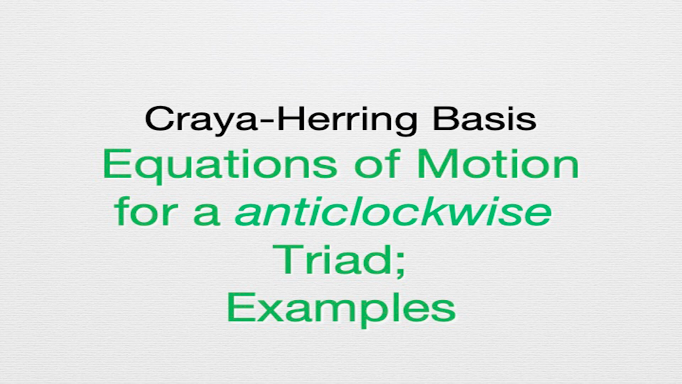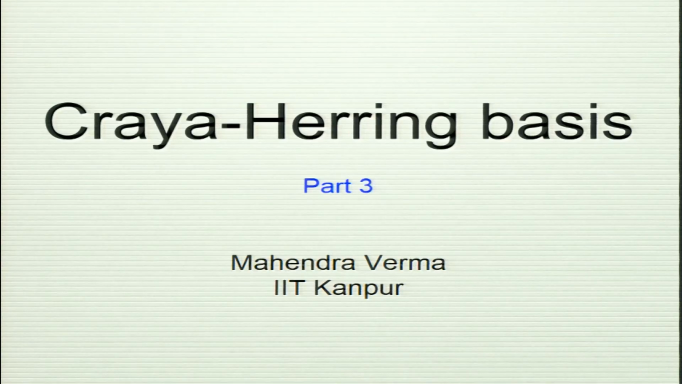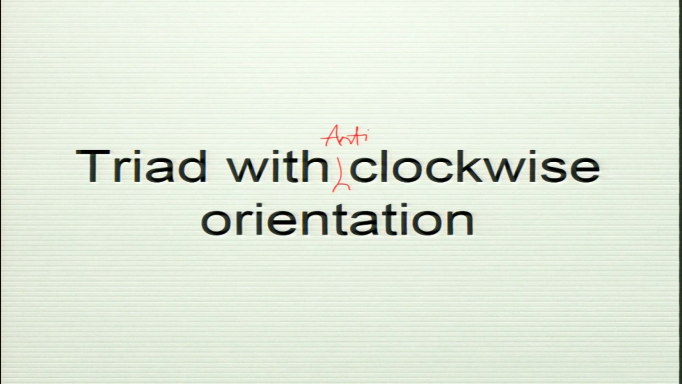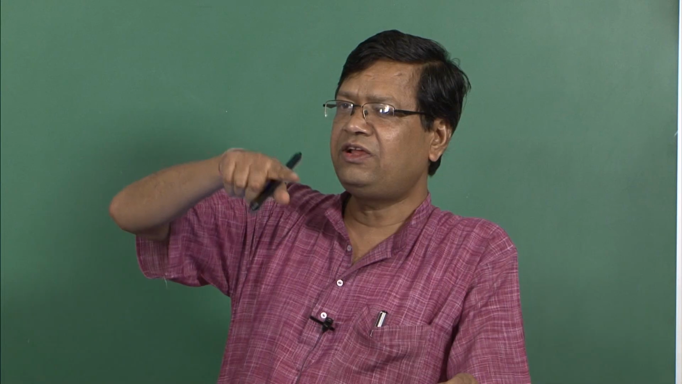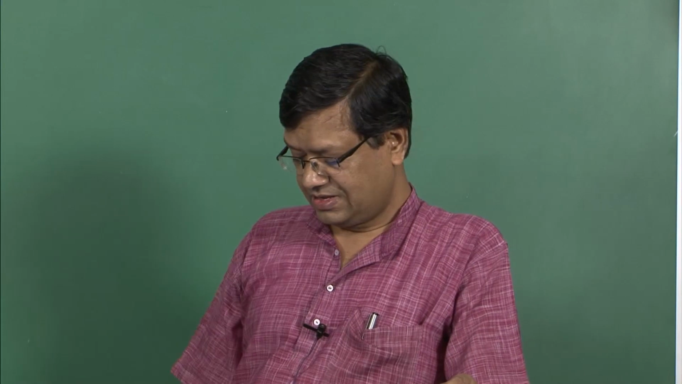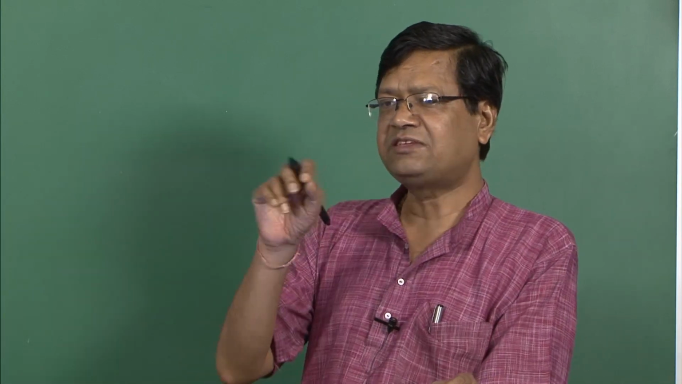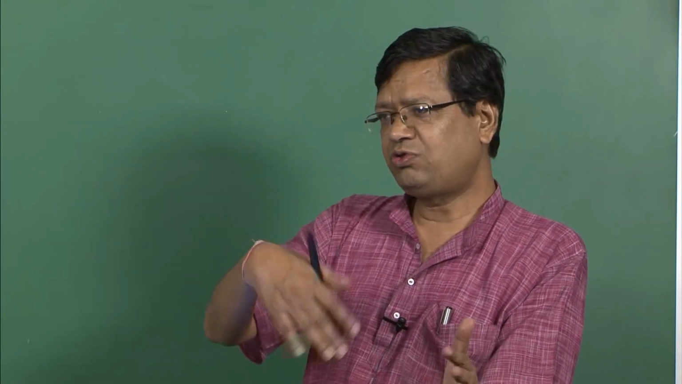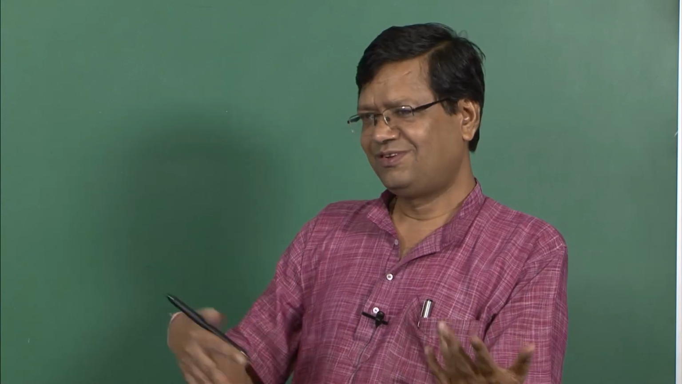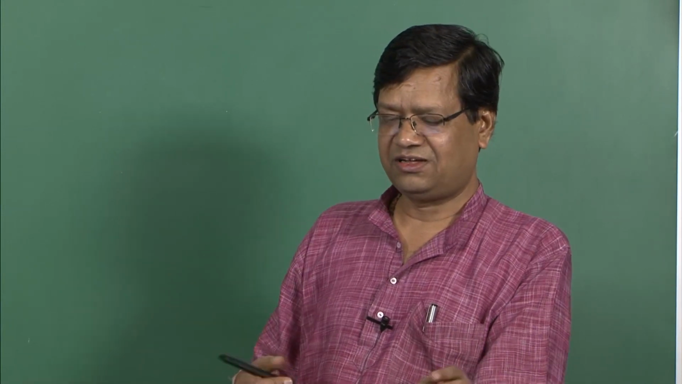This is the third slide set for Kriya Hearing. So, we will do some more examples to get familiar with the ideas. I am going to work out the derivation of equations using triads which go anti-clockwise. Yesterday I did clockwise, but now my vectors will go anti-clockwise and a minus sign will come. So, we will go through the derivation, and you will get more used to the idea of Kriya Hearing.